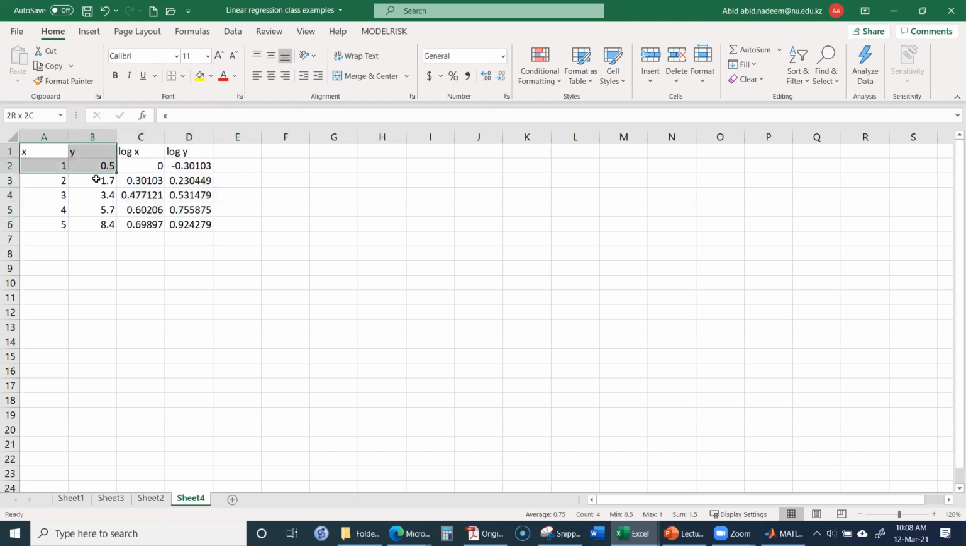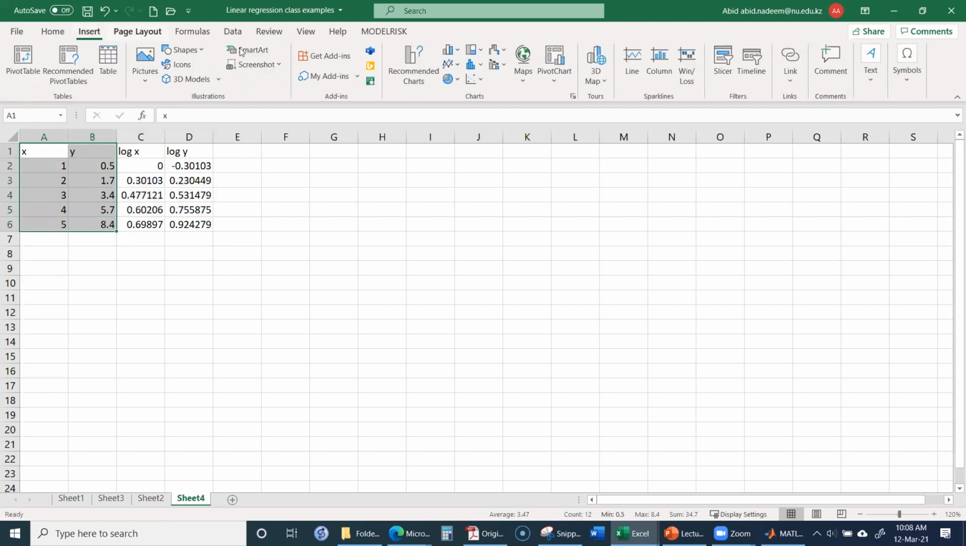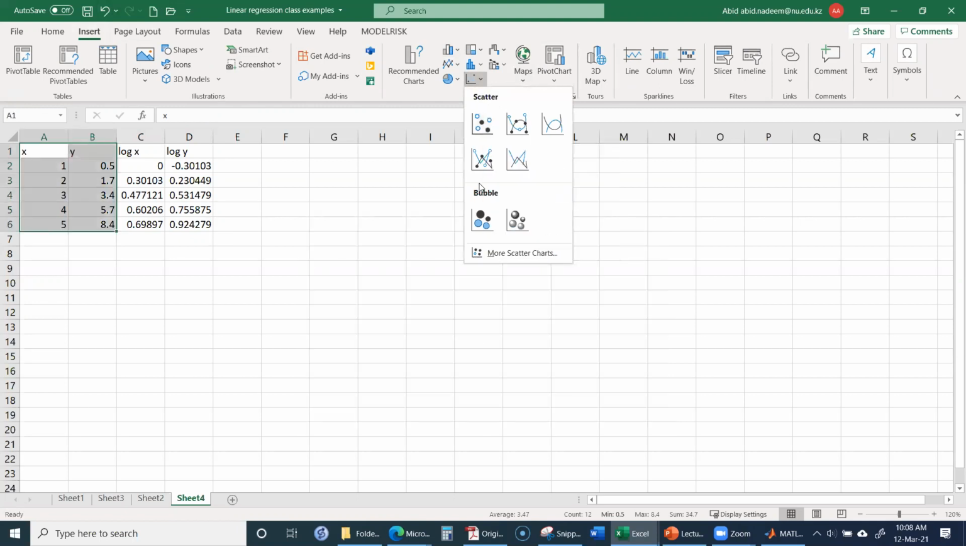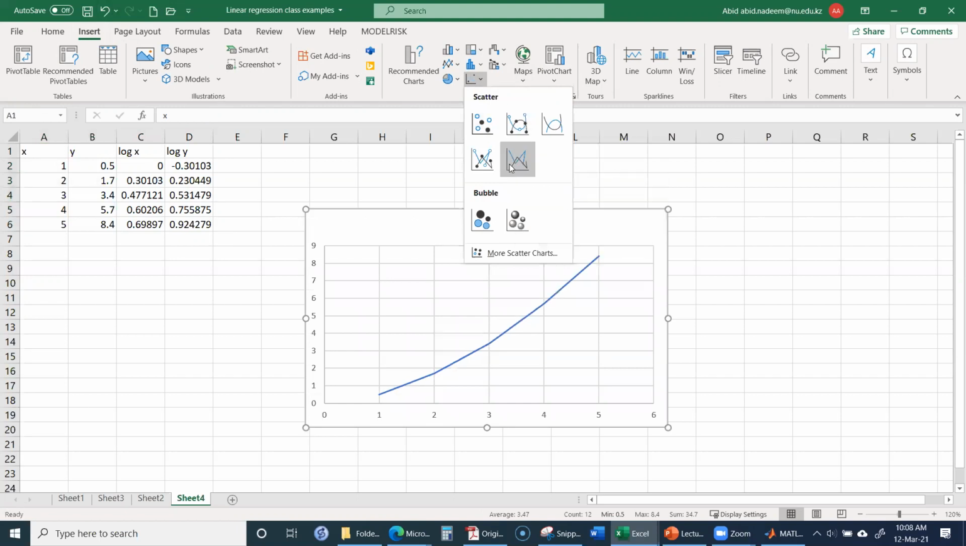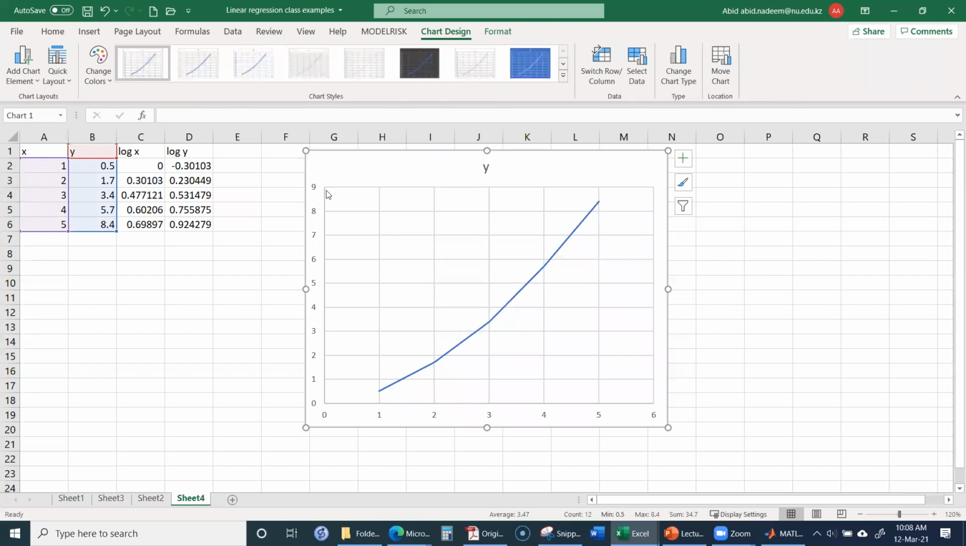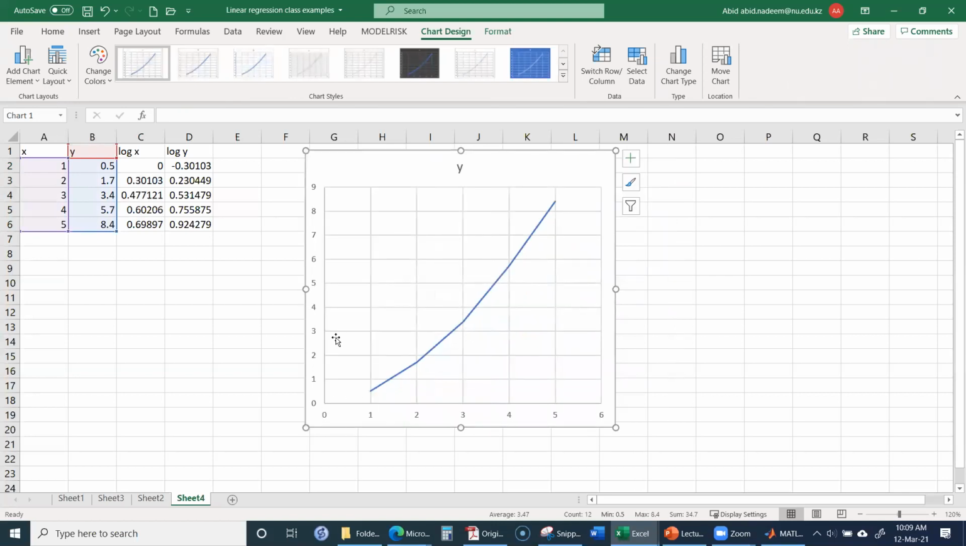Okay, first we plot X versus Y, insert charts, and then I use this curve. So for example, this one. Yeah, this is the plot of X versus Y. So this is a non-linear curve. So let me just make it a little bit longer to show the scale on both sides as seen. Okay, so maybe like that.